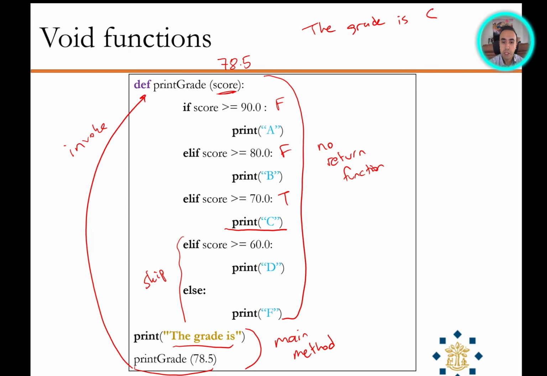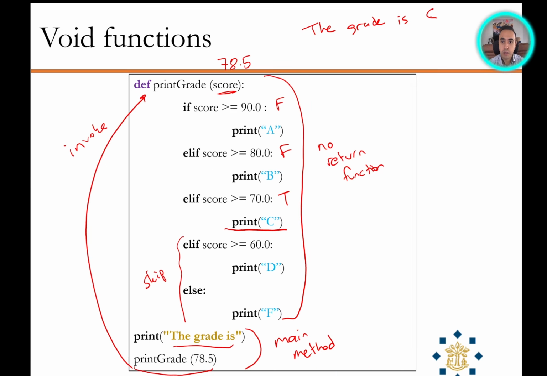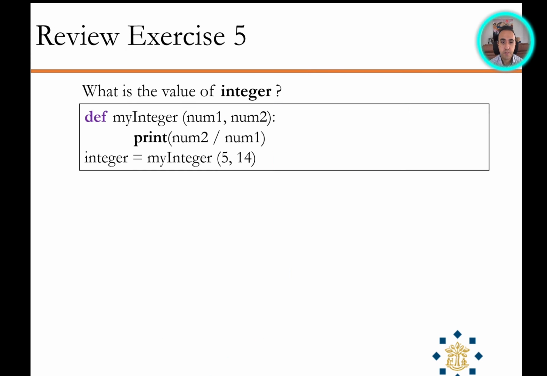So for both of these functions, whether they are value returning or void functions, the console output is the same. You can use different types of functions, but the result can be exactly the same. What we see on the console is the grade is C, but we used two different types of function to do exactly the same operation.